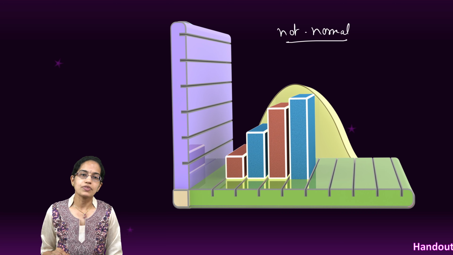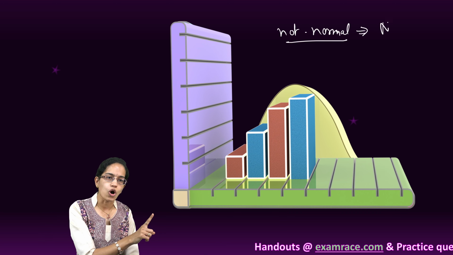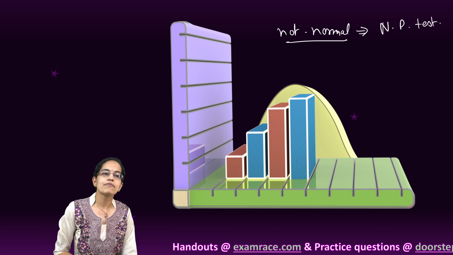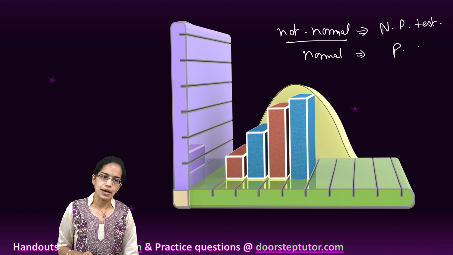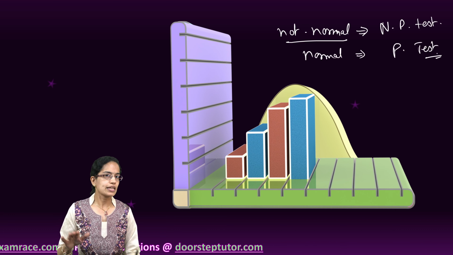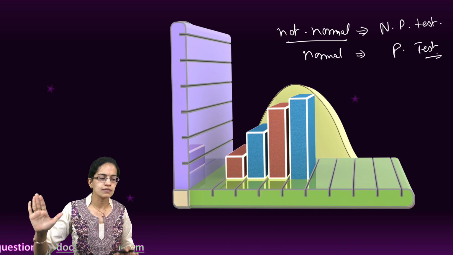If my data is not normal, then what would be done? If the data is not normal, then you would go for a non-parametric test. If the data is normal, in that case you would go for the parametric test. Now what are parametric and non-parametric tests? We have covered that in a separate lecture. So if you want to go into details of parametric and non-parametric tests, you can refer to that.